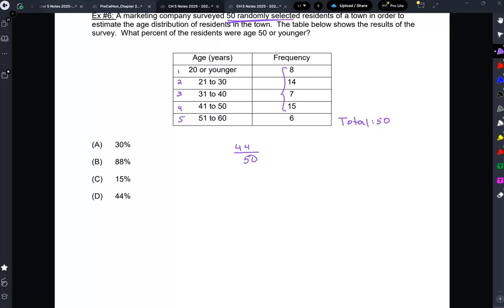Now we're not going to reach for our calculators for this. So 44 over 50, is that more or less than a half? More. So which one of these choices can we eliminate then? We can eliminate this one. We can eliminate this one. We can eliminate this one. So do you see that? You don't even need to calculate it. Okay? So it's B.